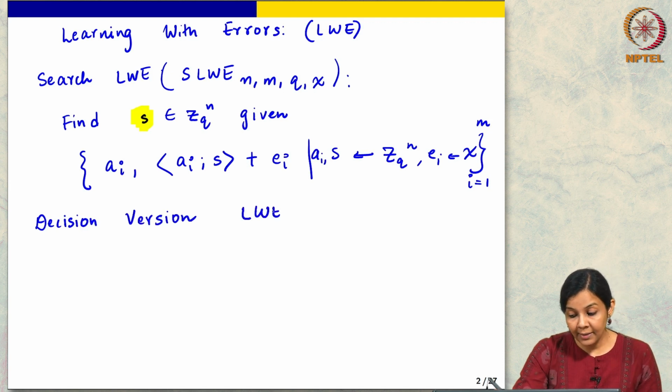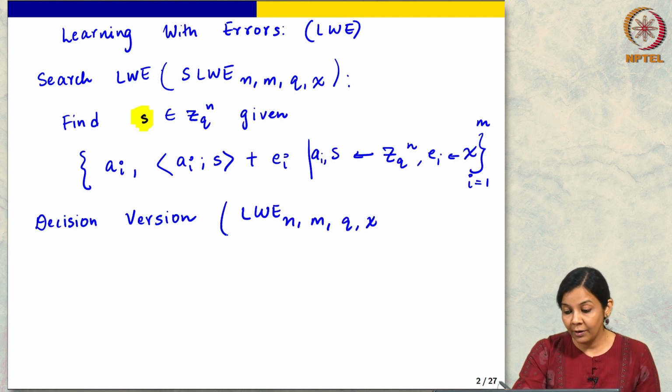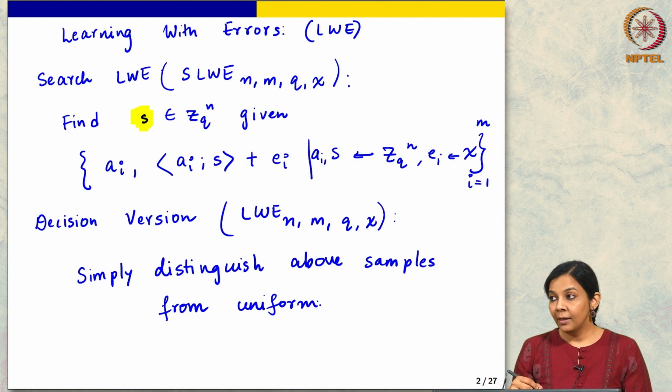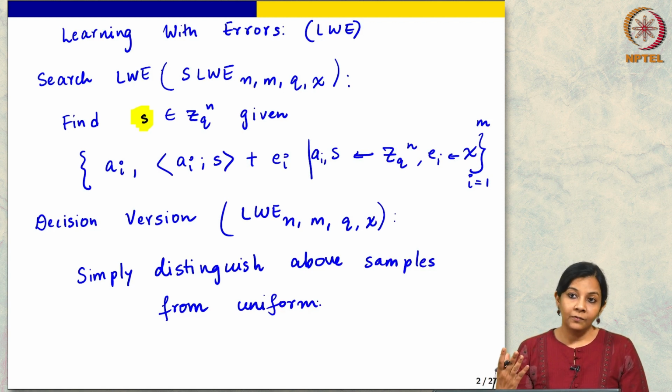Okay, and when I just write LWE n, m, q, chi, I will be referring to the decision version, and this is simply to distinguish the above samples from uniform. All right.